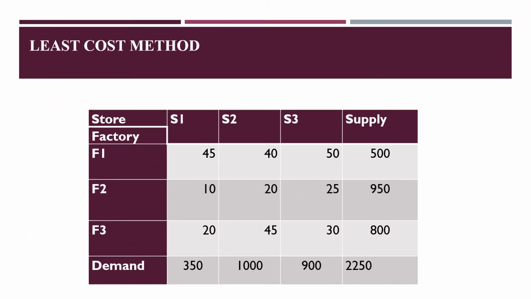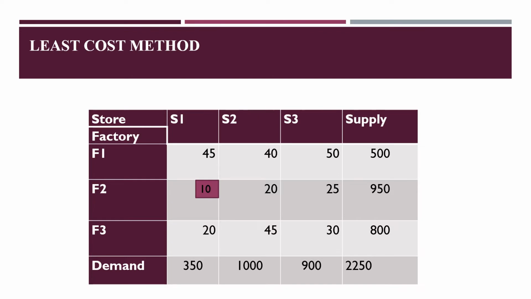Next, we are going to see how to find the initial solution using the least cost method. In the least cost method, first we are going to identify the lowest cost from the table. In this question, the lowest cost is 10, that is in the F2 S1 cell. Therefore, we are going to allocate to that particular cell.